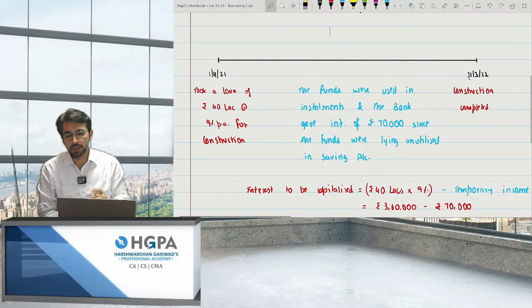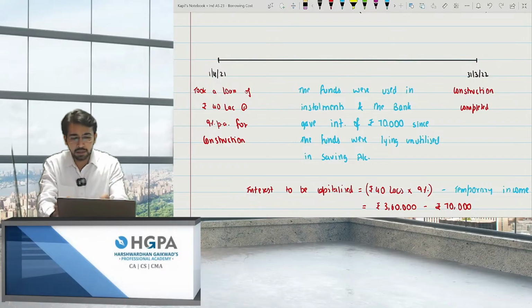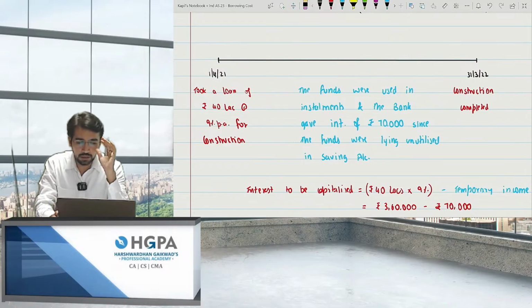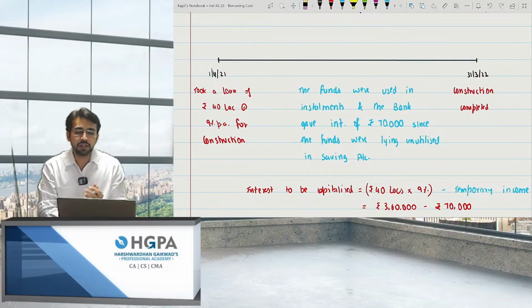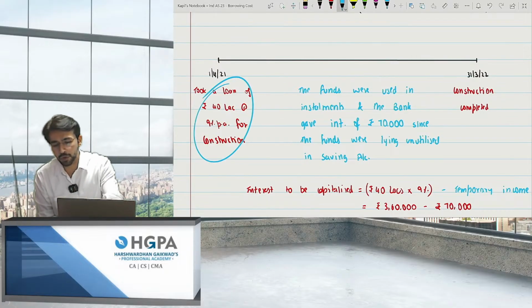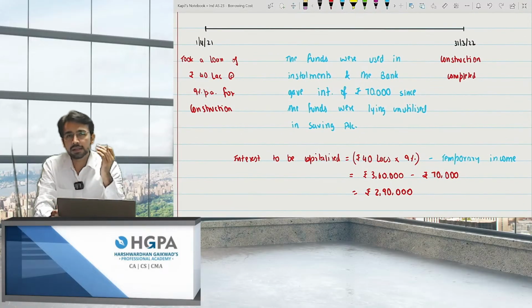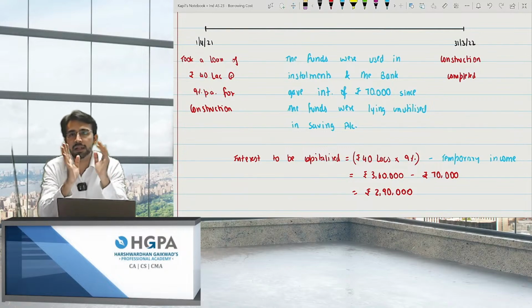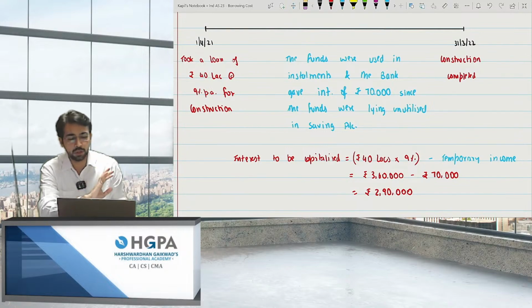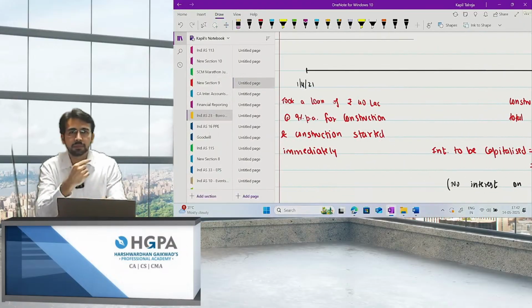On 1/4/21, I took a loan of 40 lakh at 9% for construction, and the funds were used in installments, and the bank gave interest of 70,000 since the funds were lying unutilized in a savings account. So the bank paid me interest, right? First of all, how much was the interest paid? 40 lakh into 9%, that is 3,60,000. Obviously 3,60,000 was the interest, but since I earned 70,000, that is known as temporary income, it will be subtracted, and only 2,90,000 will be capitalized. Okay, so this was about the specific fund.